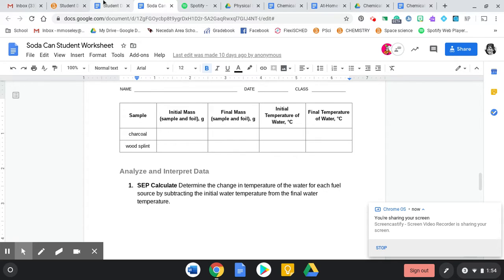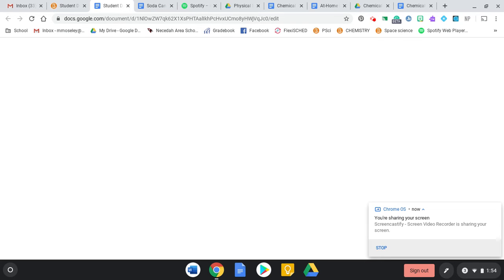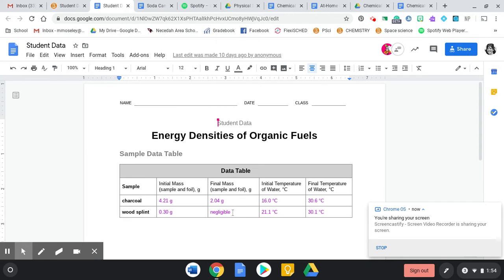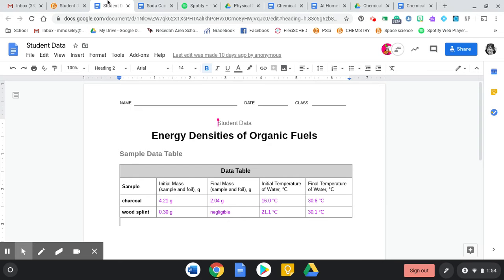The data for this is on that student data tab. And there's one thing on here I want to point out. This "negligible" just means that it's pretty much zero. So when you're using the final mass of your wood splint, know that it went from 0.30 grams to pretty much zero. And you can use that number zero in your calculations.